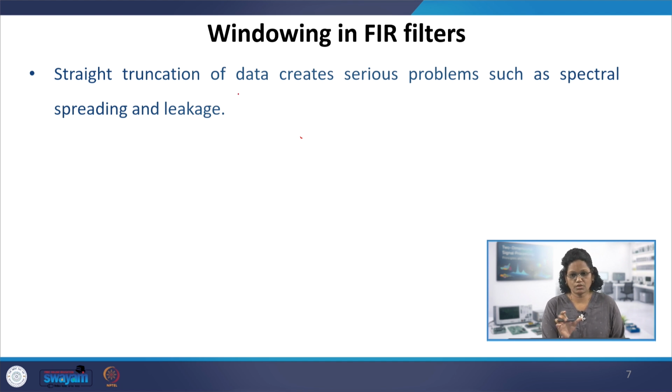So we need to truncate the data here. If we truncate the data using windows, that's the possibility. Then whether we use a sharp cutoff, with sharp transitions in the window, or the transition is smoothed. In the case of sharp, straight truncation of the data, it causes spectral leakage, that is, the spectrum spreads.